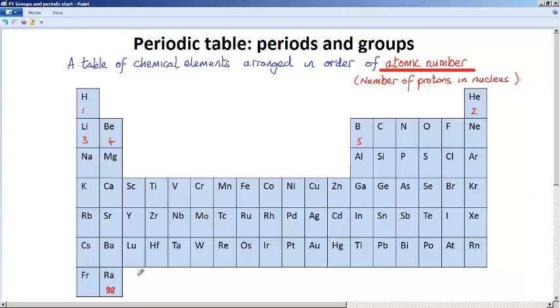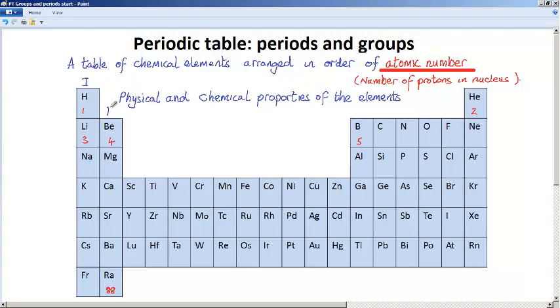Okay, before we look at those trends then, let's just have a look and see what we mean by a period and a group. So, first of all, the groups are the columns that go downwards. So we call this group 1, and these are usually allocated Roman numerals. So that would be group 1.